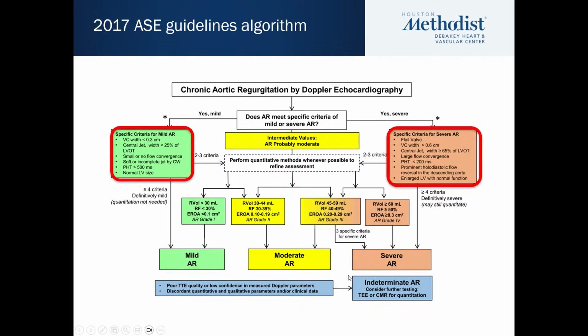Big emphasis is on, if you're unsure, don't be afraid to be unsure. There's always consideration for additional testing. It's much better to test the person with either TEE or CMR than just say, hey, to me it looks like it's moderate, I'm just gonna call it moderate and move on.